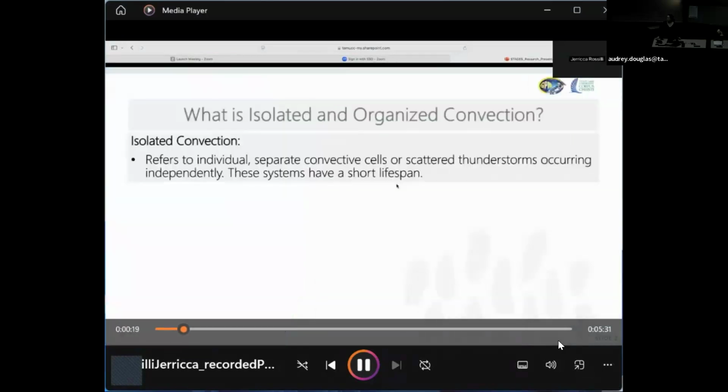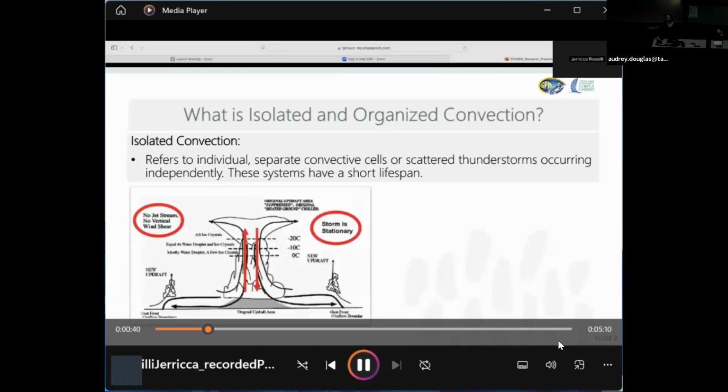Before I talk about what I'm doing with my research, I think it's important that I talk about what isolated and organized convection is and the differences between the two. Isolated convection is referring to individual separate convective cells or scattered thunderstorms that occur independently from each other. And these systems have a very short lifespan.